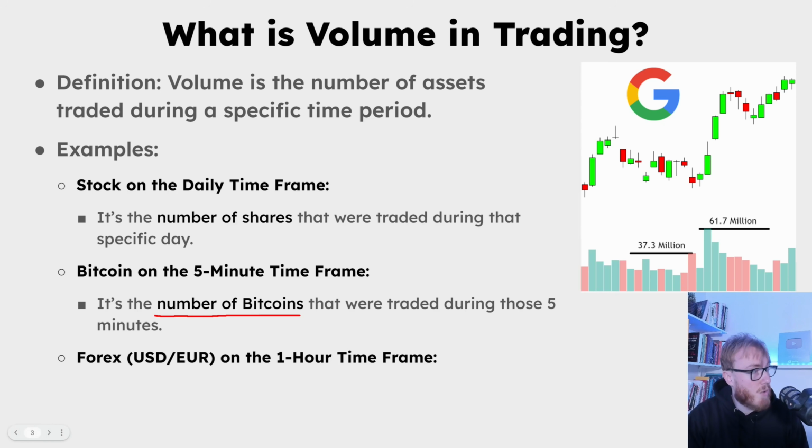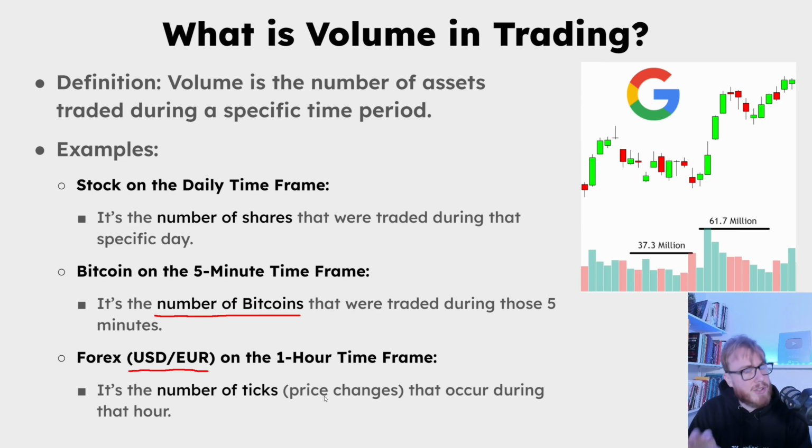Yet another example here is Forex, and a common Forex pair is USD Euro. So we could have USD Euro on the 1 hour time frame. But here, when it comes to Forex, volume is a bit harder to measure. So many volume indicators will instead measure the number of ticks, not the number of Forex pairs that changed hands. A more common method is to measure the number of ticks, or in other words, the number of price changes that occurred during that time period.